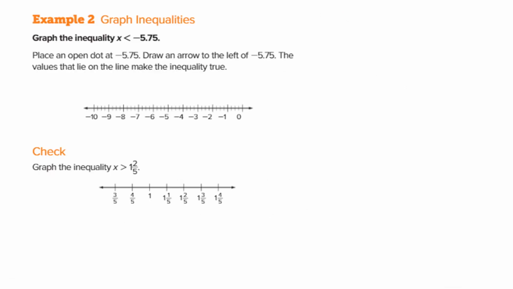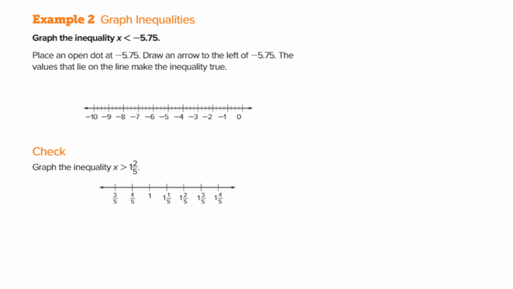Now, they are going to, of course, try to trick you and confuse you by giving you decimals and giving you positive and negative decimals, as well as fractions, mixed numbers, positive and negative ones. Don't let them confuse you. You know how to do this. Let's start by asking what the inequality says. X is less than -5 and 75 hundredths, or -5.75.